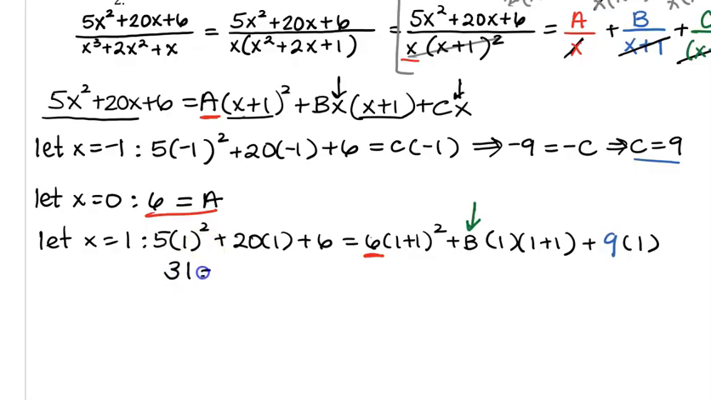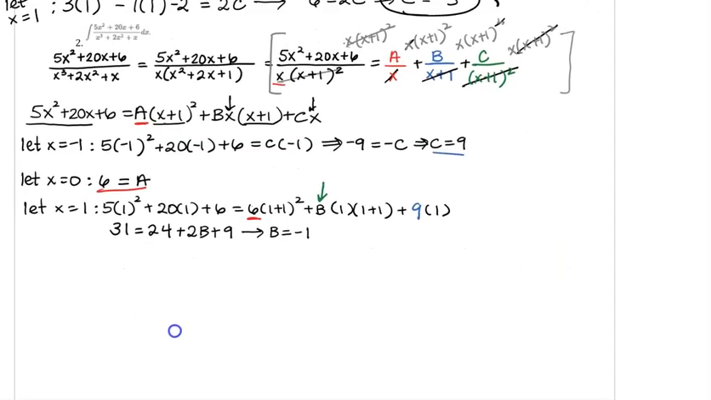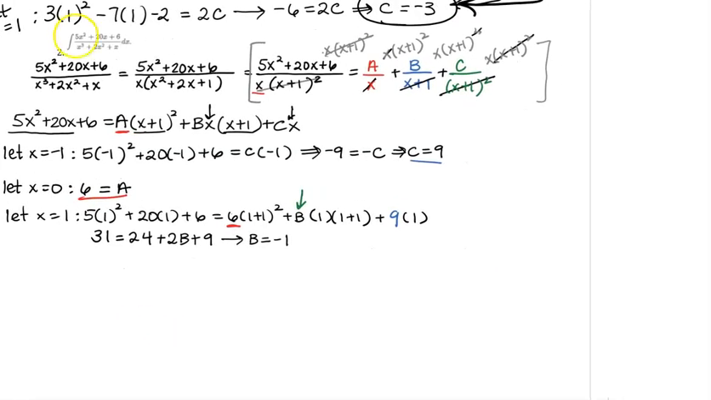On the left side, we have 31. On the right side, we have 24 plus 2b plus 9. Doing some algebra manipulation to solve this, we can conclude that b is equal to -1.